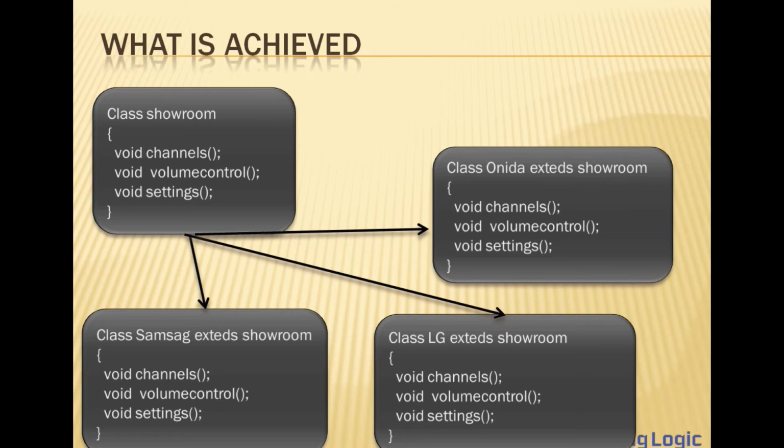And what we will do is implement this example. Inside the main, I can create an object of Showroom, or the reference of Showroom, and I can assign it to Onida. So if I say s.channels, the methods inside Onida will be called. s.volume, the volume control method of Onida will be called. s.settings, the method inside Onida will be called, because Showroom s is upcasted to Onida. So we'll try to implement this kind of class.